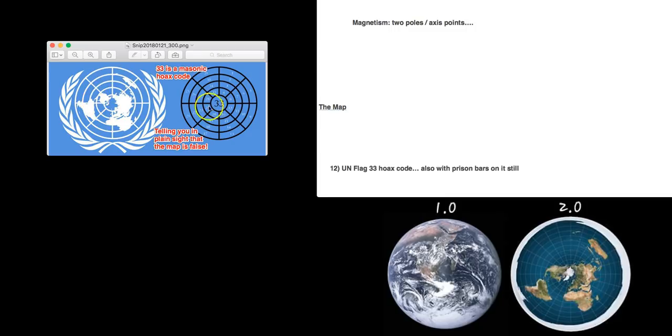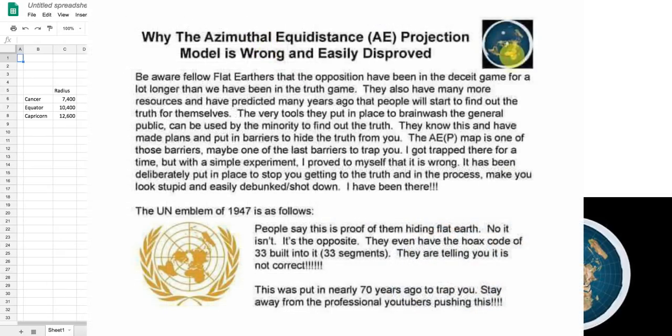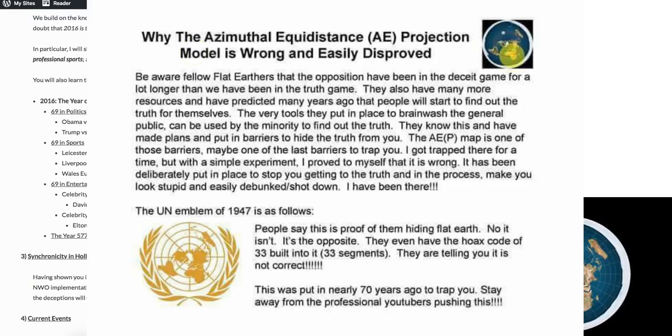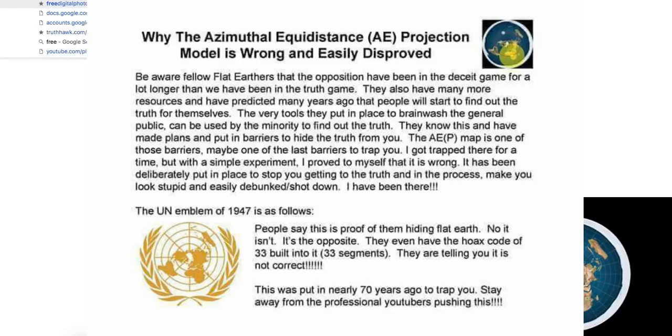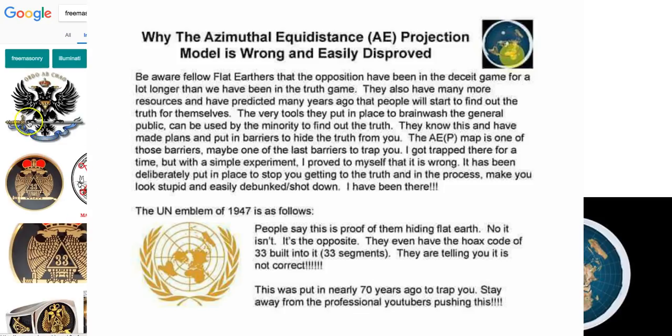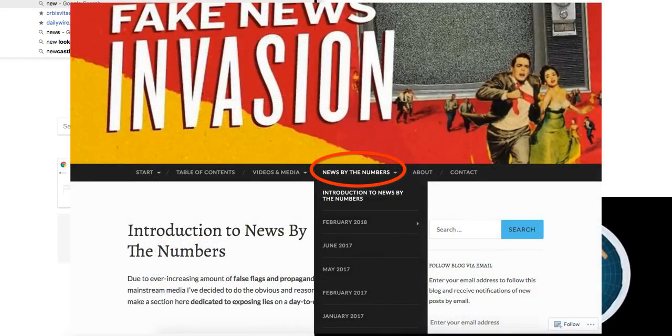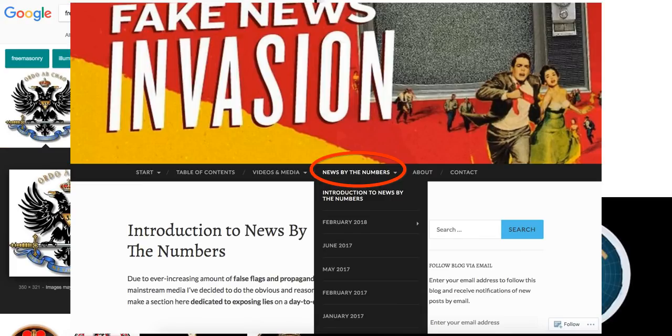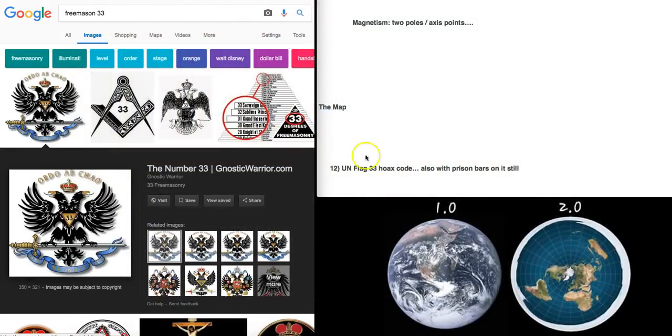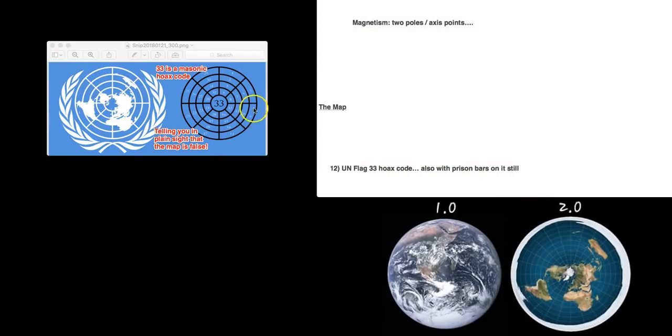And the curious thing about this map is that there are 33 sections, and anyone who's read my blog knows I've covered the 33 in a lot of detail. So this 33 here, Order Out of Chaos, it's the hoax code. In all of their false flags, they put 33 all over the place, in number plates, on bus numbers, on train numbers, you name it. You can check out my News by the Numbers in the header of my website. But 33 is a hoax code. So the fact that it's on this map tells you that this map is a hoax. It's wrong. And so for people to say that this map is the correct map because it's the UN map, it's false. It's there as a red herring.